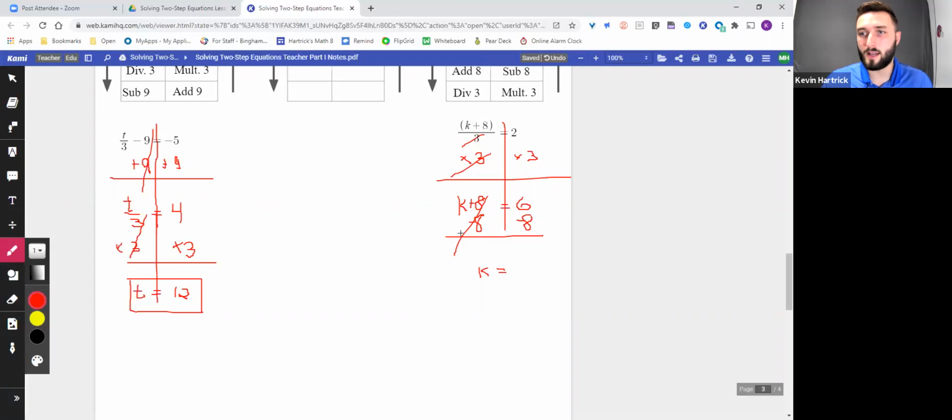Positive 8, negative 8, those cancel out. We just have k left. 6, take away 8. We're taking away a larger number, so we know we're getting into the negatives, and my k is equal to negative 2.